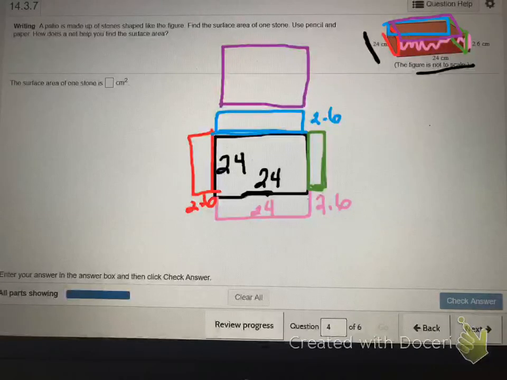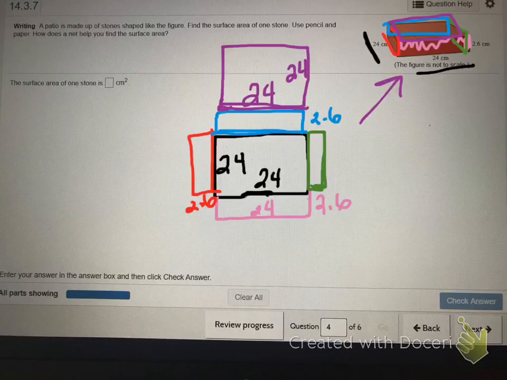Okay, and this is 24. This would be attached. And this is 24. Okay, so the net that I've drawn here is a 2D representation of our 3D rectangular prism. So what I want to do is find the area of each part of this net.